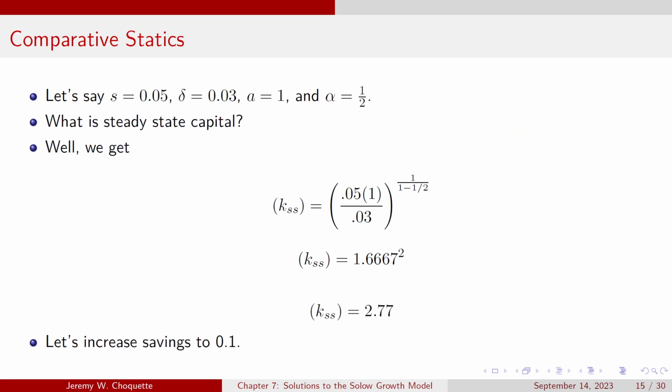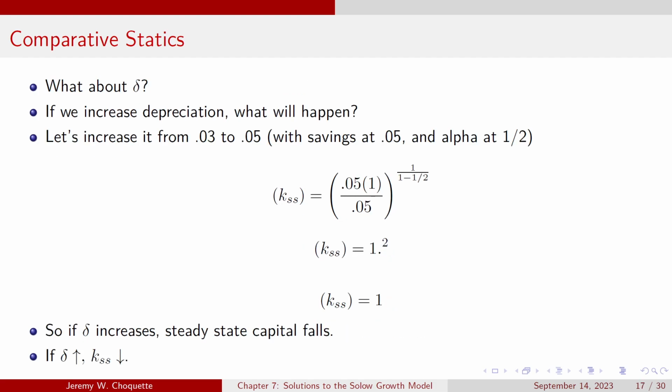So originally it was 2.7 with depreciation at 3%. With depreciation at 5%, it drops down to 1. So if delta increases, steady state capital falls, which also makes intuitive sense, right?